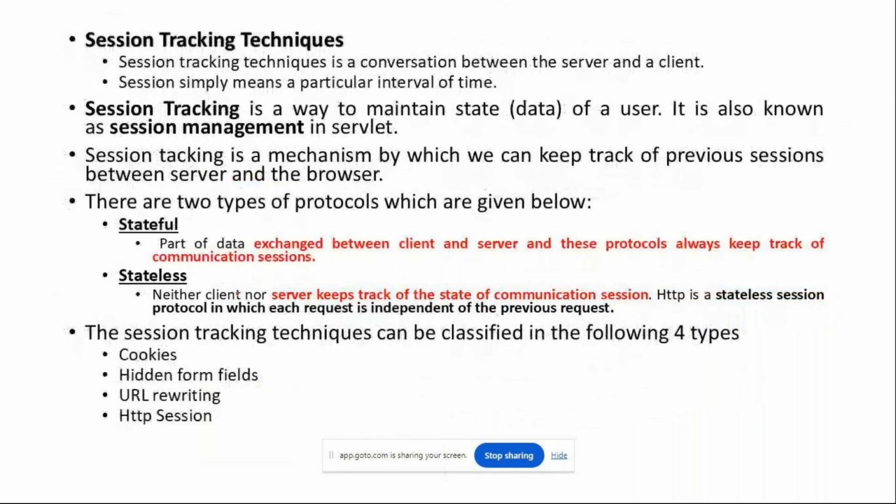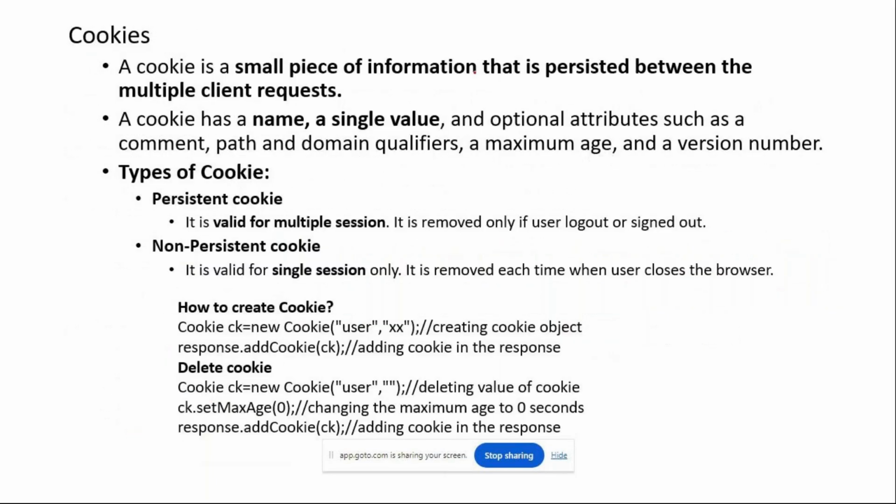Okay, then session tracking. Session tracking has 4 techniques: cookies, hidden form fields, URL rewriting, HTTP session. Cookies are nothing but a small piece of information that is transmitted between client and server. You have 2 types of cookies: persistent cookies and non-persistent cookies. Persistent cookies are valid for multiple sessions, and non-persistent cookies are valid for a single session. A cookie can be created using an object called the Cookie object.